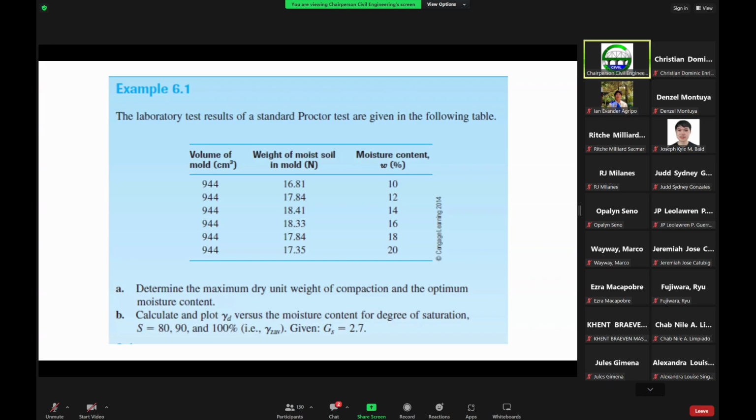Here we are asked to determine the maximum dry unit weight of compaction and the optimum moisture content. You are also asked to calculate and plot the dry unit weight versus the moisture content for a degree of saturation equivalent to 80%, 90%, and 100%. For the 100%, that's the zero air voids unit weight, considering this soil material has a specific gravity of 2.7.